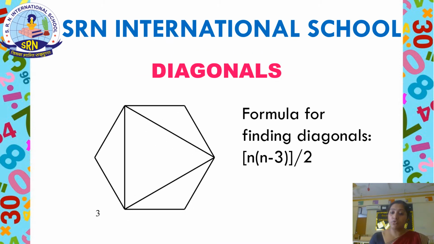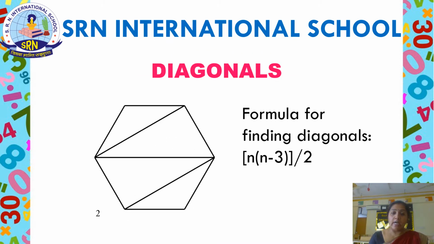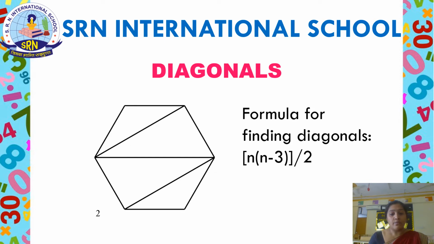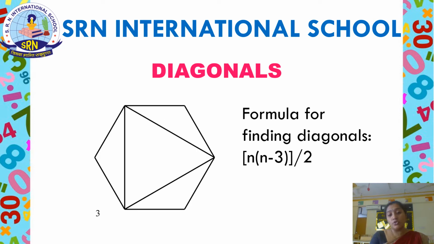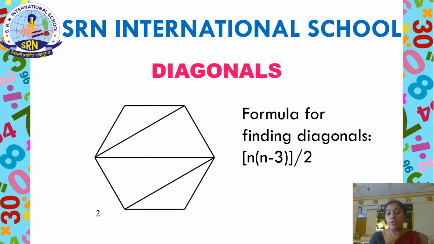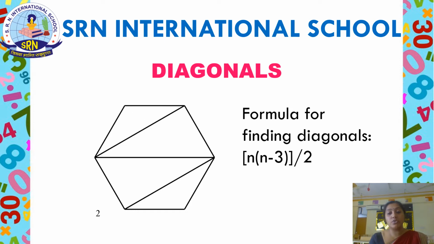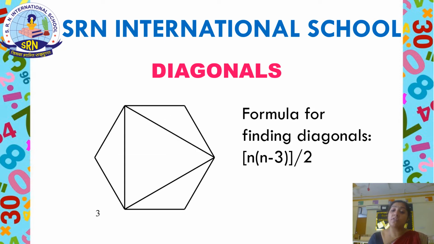Next, we come on to the part of diagonals. Diagonals are those lines that connect two non-consecutive vertices. For example, have a look at the figure. This is a hexagon, and the lines which are joining two vertices which are not near to each other are diagonals. The formula for finding diagonals is given as n into n minus 3 by 2, where n is the number of sides of the polygon.